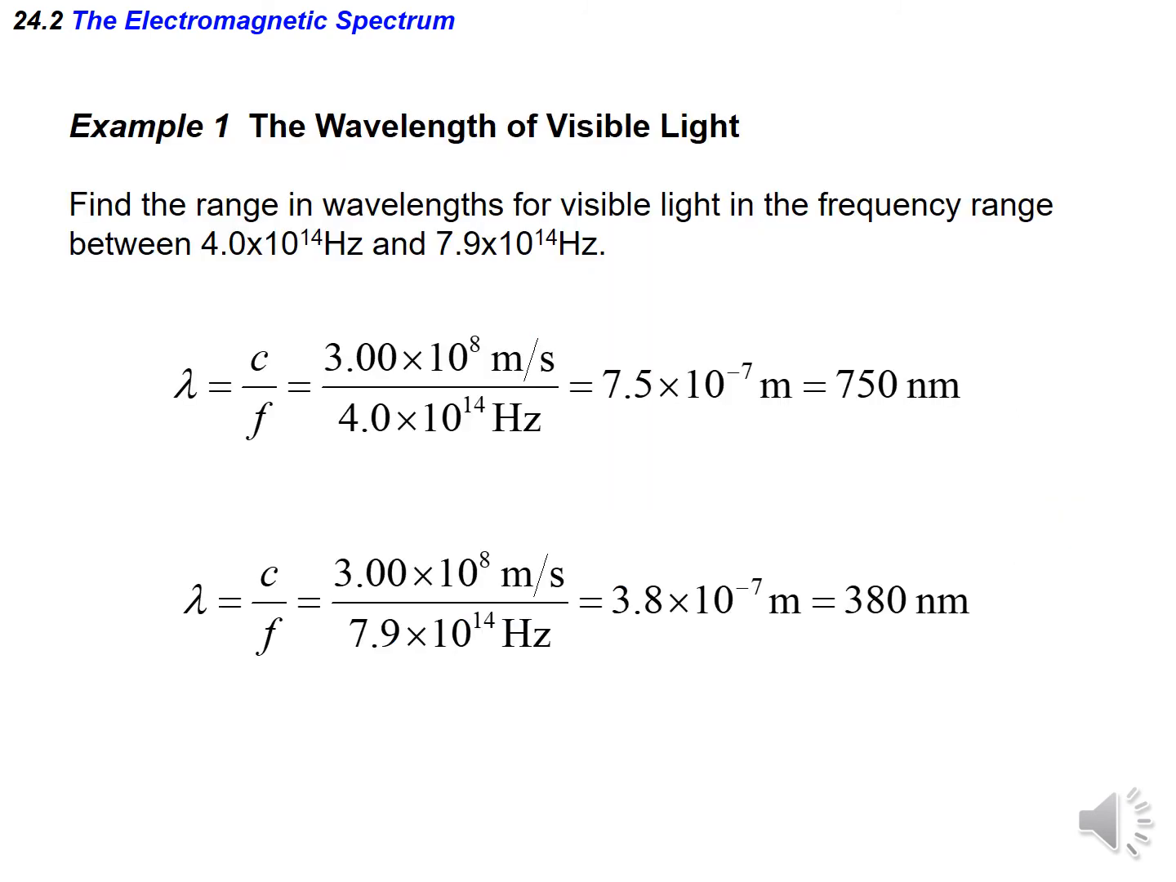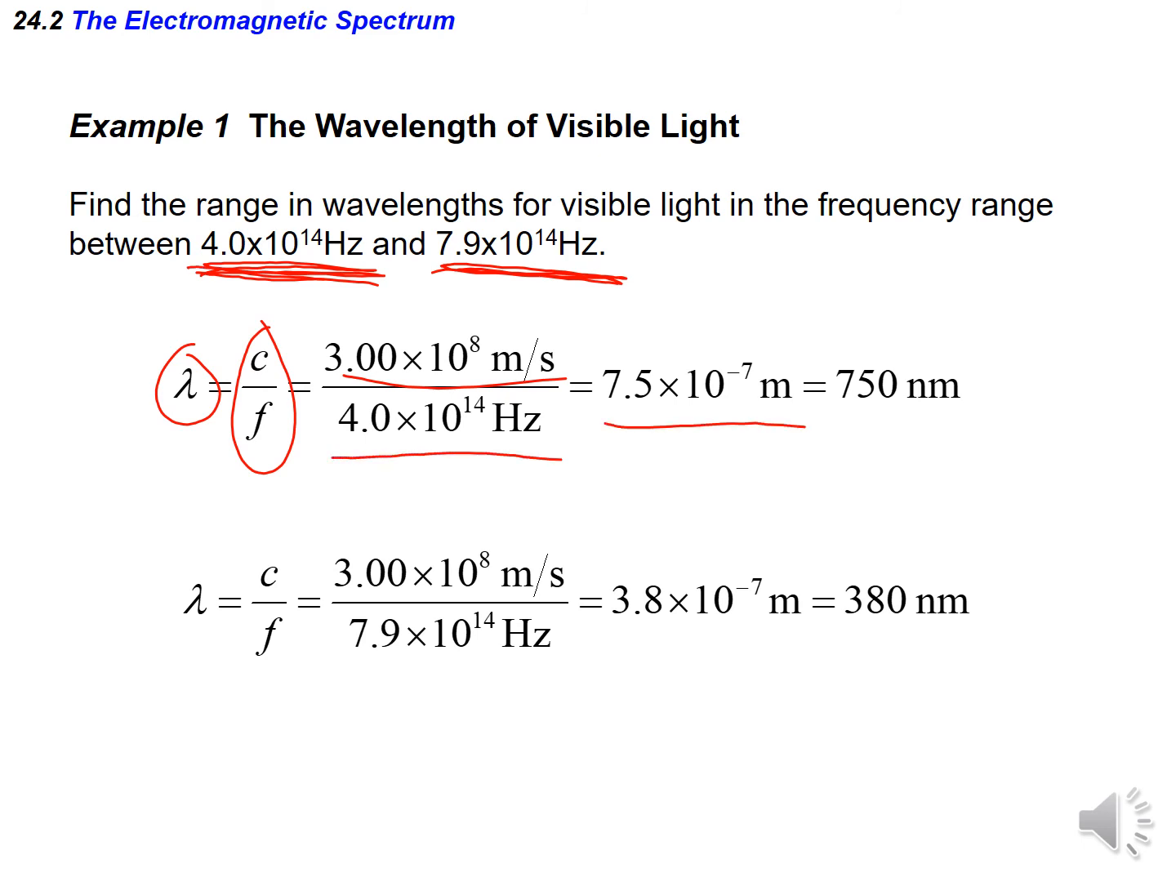Find the range in wavelengths for visible light, given the frequency range between 4 times 10 to the 14 Hz and 7.9 times 10 to the 14 Hz. This is in terms of Hertz, meaning this is the given frequency. So we are asked to get the wavelength. Wavelength is C, or the speed of the electromagnetic wave, divided by the given frequency. So C is equal to 3 times 10 to the 8 meters per second, and then we have this given frequency. That's equal to 7.5 times 10 to the negative 7 meter, or 750 nanometers.